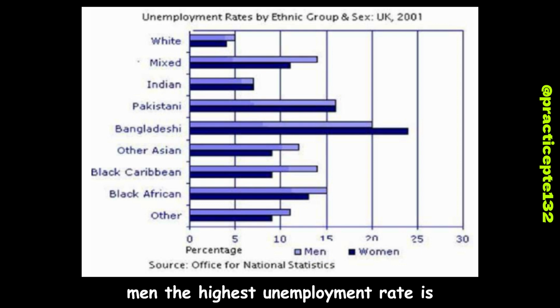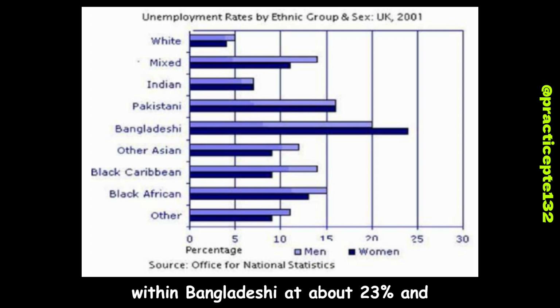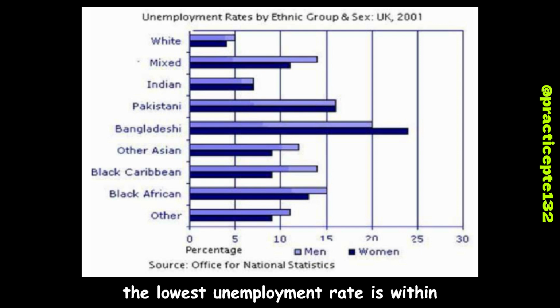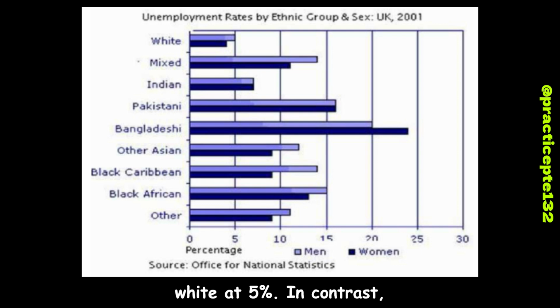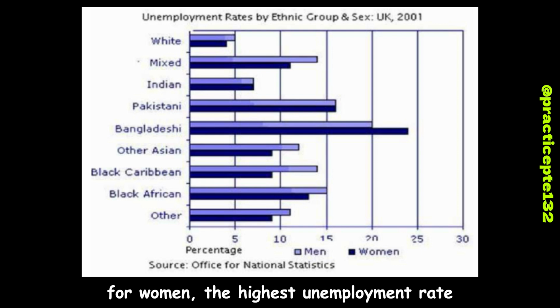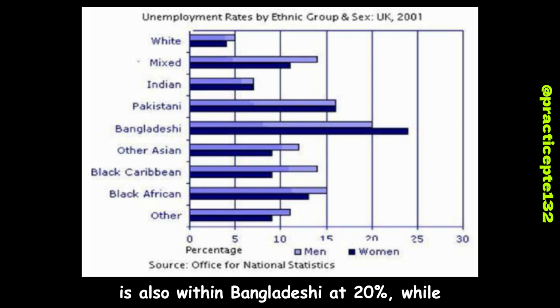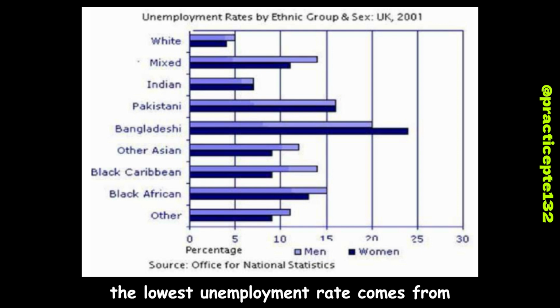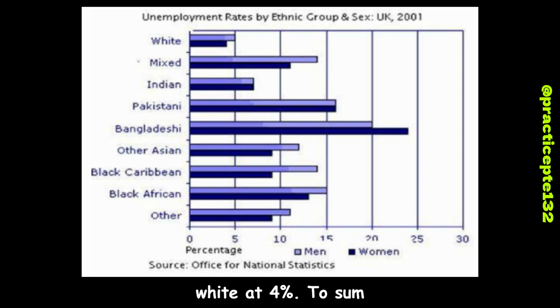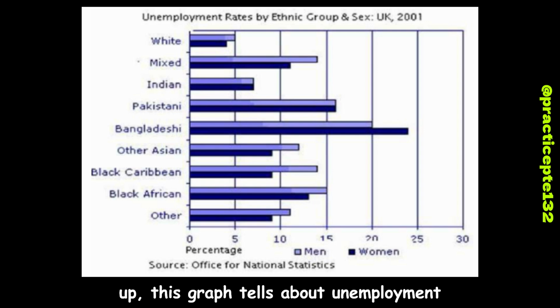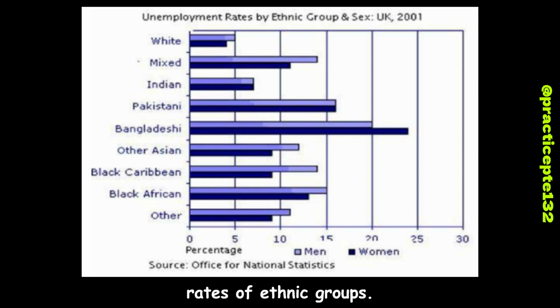For men, the highest unemployment rate is within Bangladeshi at about 23%, and the lowest unemployment rate is within white at 5%. In contrast, for women, the highest unemployment rate is also within Bangladeshi at 20%, while the lowest unemployment rate comes from white at 4%. To sum up, this graph tells about unemployment rates of ethnic groups.